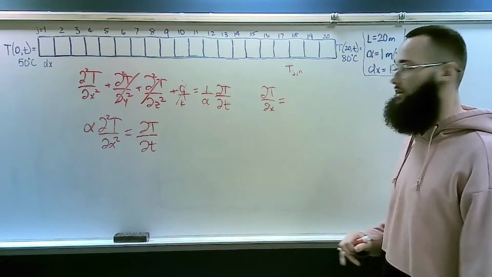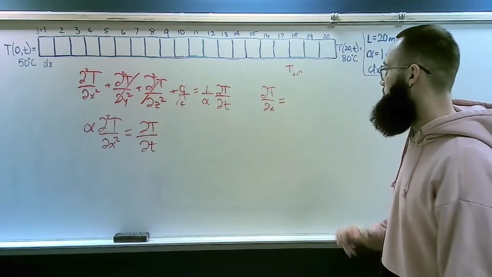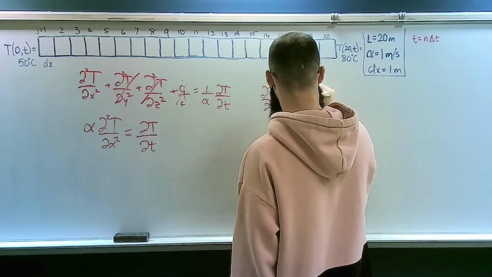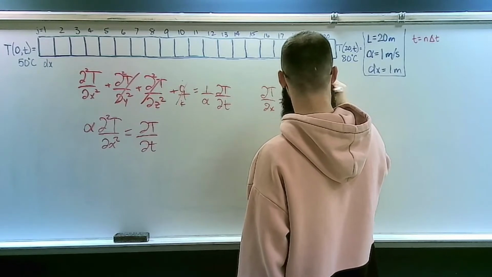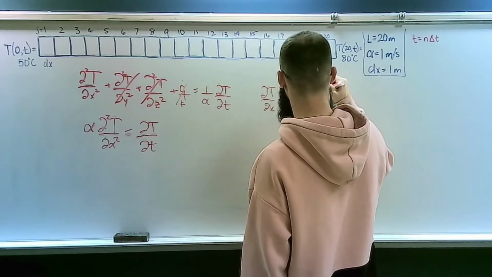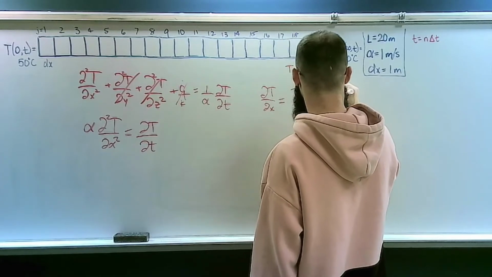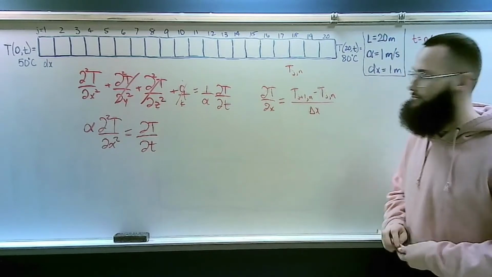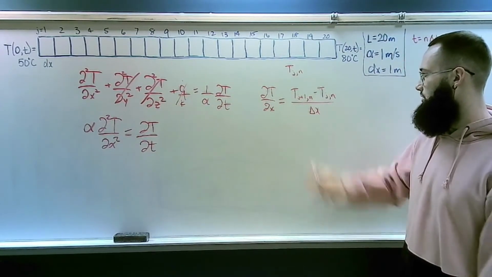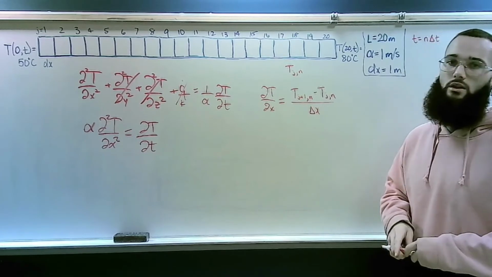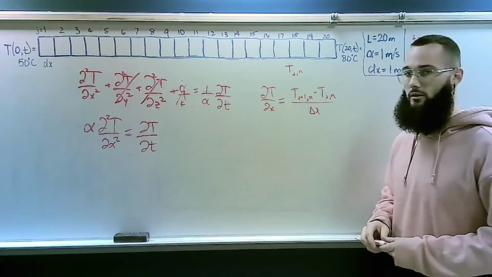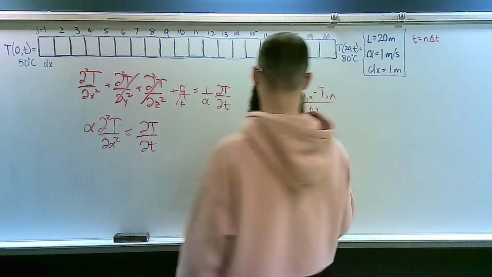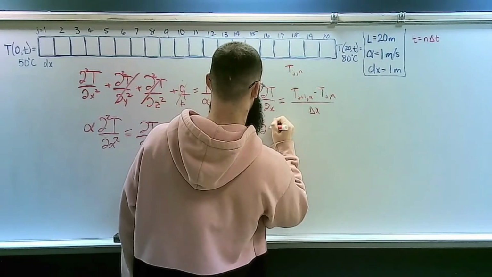Using this, we're going to say that the partial derivative of temperature as it relates to x is going to be T sub j plus 1, n, minus T sub j, n, all over delta x. From this approximation, we now have something that we can index using an array. And now what we need to do is turn this into the second derivative. To do that, we just need to take a derivative of this expression.